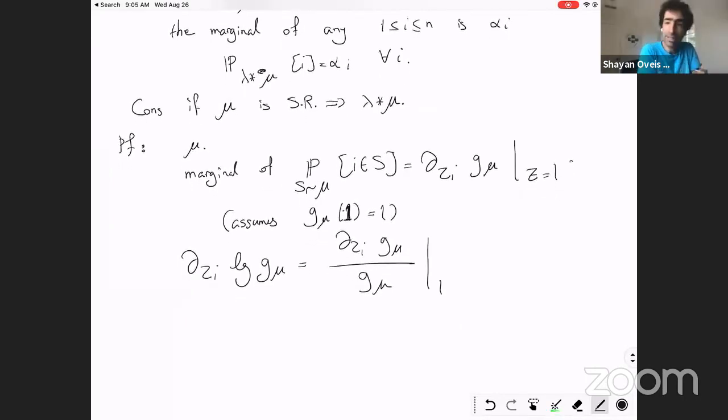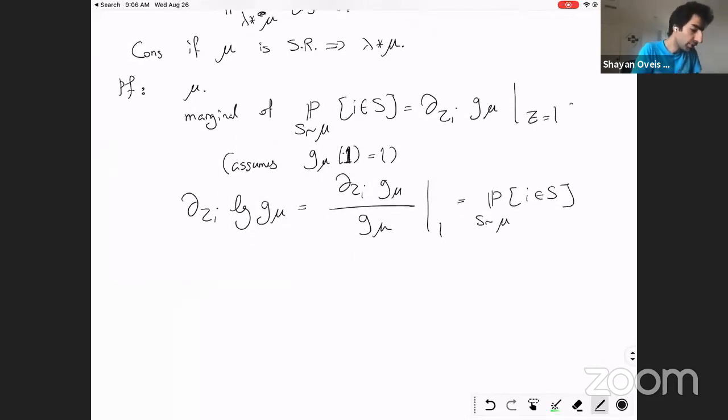So yeah, if you look at the derivative of the log, you exactly get what you want. You get to forget about the renormalization. You get partial Zi of G mu over G mu, and that's exactly equal to the probability of i under this distribution mu. So, to rephrase it, we want to find an external field such that if you apply it, the derivatives of the log are exactly alpha. Okay. So now let's go back to this max entropy convex program that I started this lecture with.